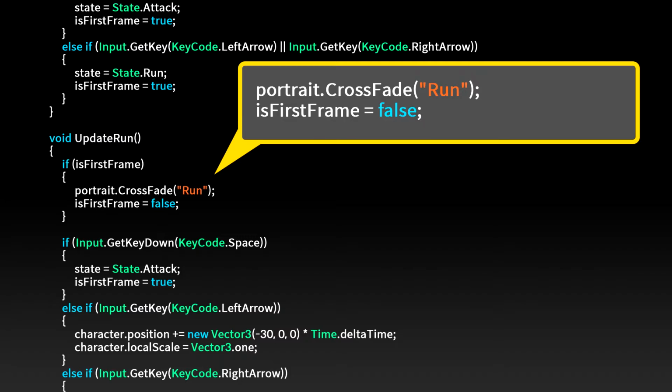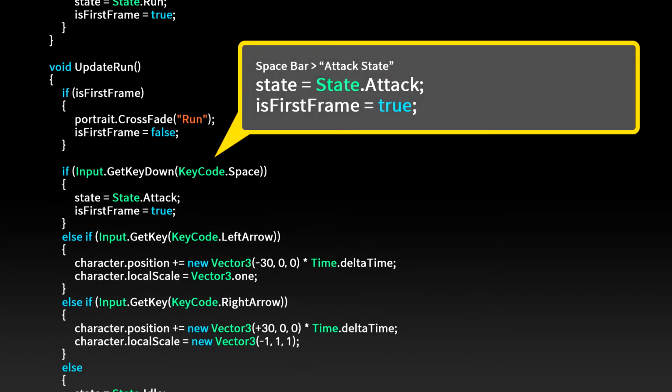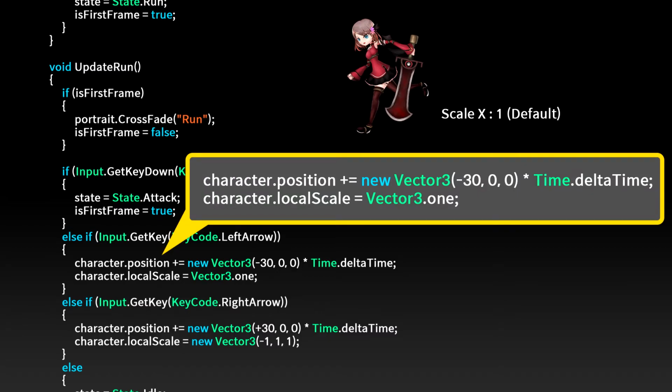If it is the first update in the run state, the run animation will be executed. Pressing the spacebar key changes the state to attack. When the left arrow key is pressed, the character must run to the left. Make it move by -30 per second.